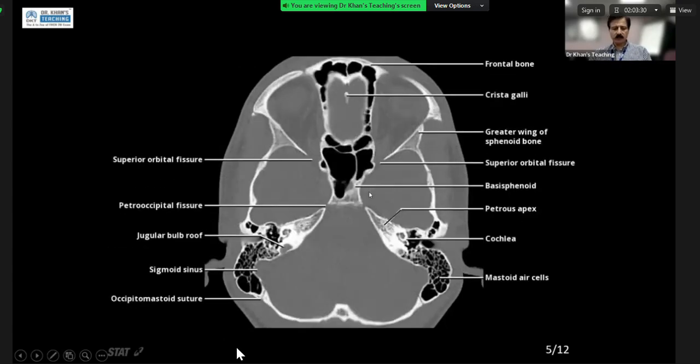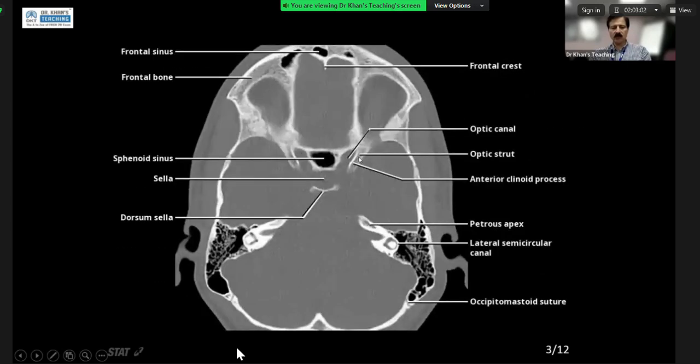Next slide. So now what has happened? The petrous apex is still visible. And of course, the temporal bone is visible. This is the clivus. And now what has happened? More of the sphenoid sinus is visible. The superior orbital fissure, now the optic foramen is gone, but the superior orbital fissure is still visible.